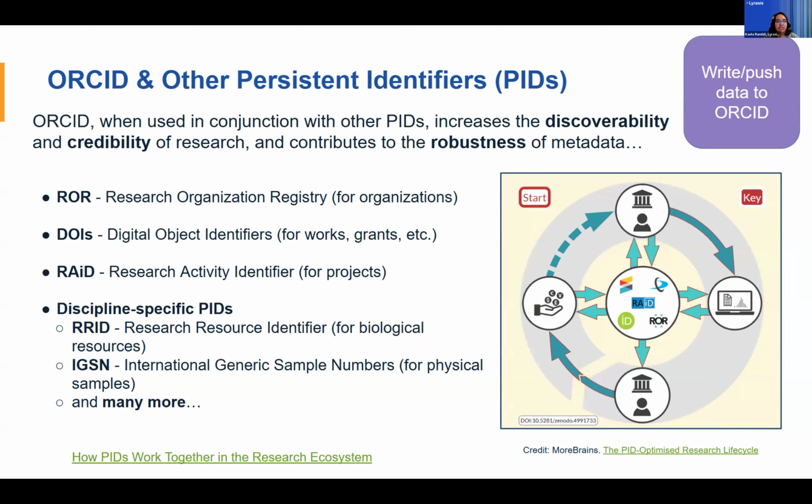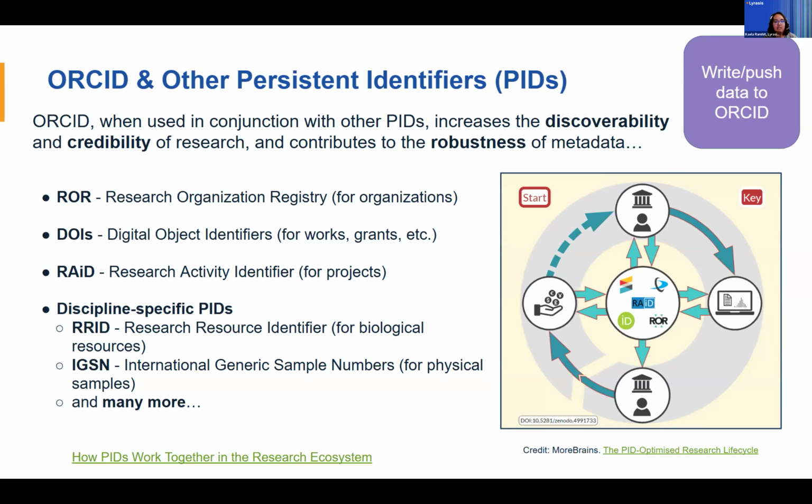It lends into that idea about making sure that metadata is more robust. And that also helps with ORCID working in conjunction with other persistent identifiers or PIDs. So there are many different PIDs that we use throughout the research ecosystem, and ROR, for example, Research Organization Registry for organizations. The DOIs you're probably very familiar with, for works or outputs. RAID, which is slightly newer, which is for projects. And then, of course, the discipline-specific PIDs like RRID, IGSN, and there are many, many others.